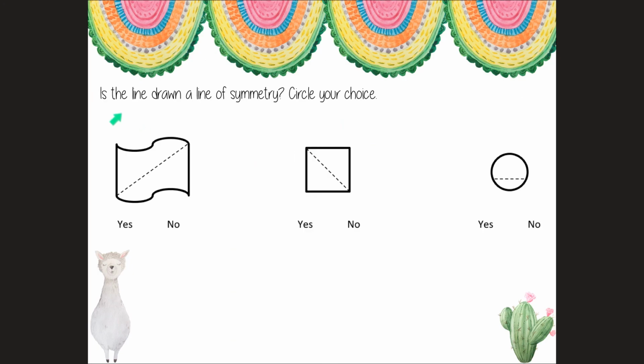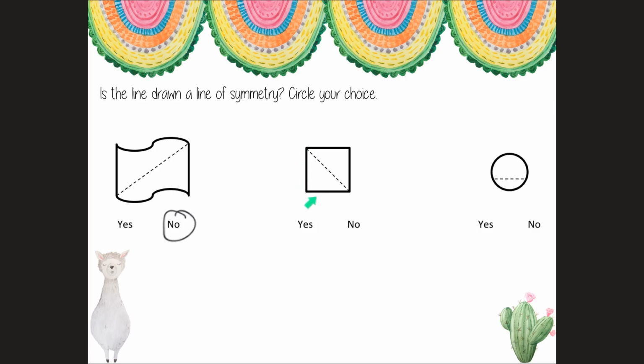For our last three exercises, our instructions say, is the line drawn a line of symmetry? Circle your choice. Let's look at our first one. If we were to fold this shape across the dotted line, would it be perfectly mirrored and fold perfectly in half? The answer is no, it would not. With this particular line, it would not perfectly fold in half. So our answer would be no.